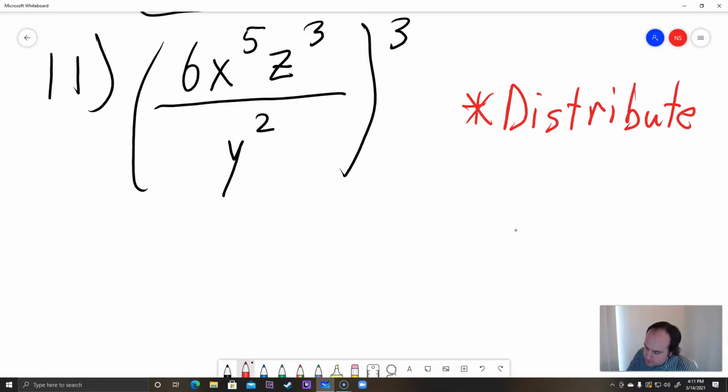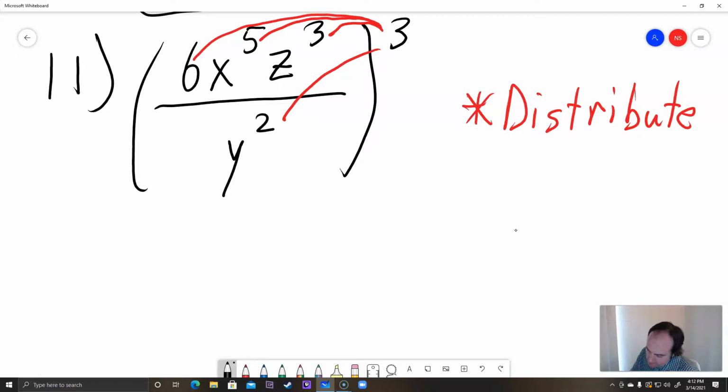So I'm going to distribute this exponent to every single power. So to the z to the third, to the x to the 5, to the 6, and to the y squared. Now, if you did have more than one term on the top, for example, if you had x plus y or x minus y on the top, you would not be allowed to just distribute the exponent, because if you have more than one term, that does not work. If you have, for example, x plus y squared, then you would have to use FOIL. But here, because we only have one term on the top and one term on the bottom, we're allowed to just distribute.